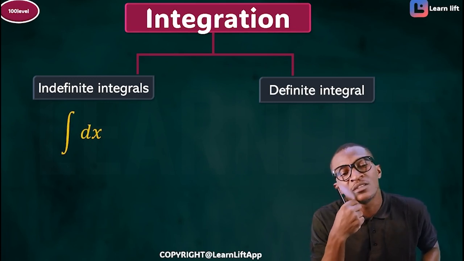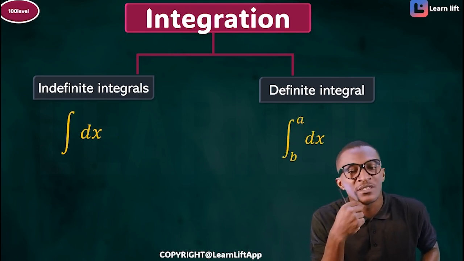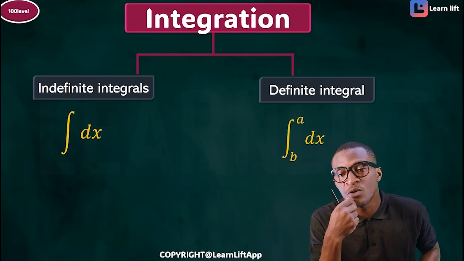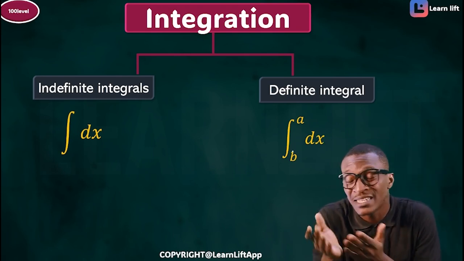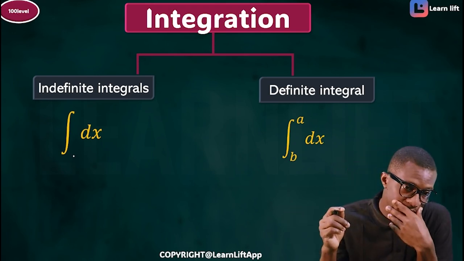Let's say, for example, we have the integral of x dx. Now I want to talk about the definite integral. We have the integral of dx from a to b. When you see numbers like this, a to b, we talk about definite. But when you don't see this, it means no boundary. I will explain why it is so.